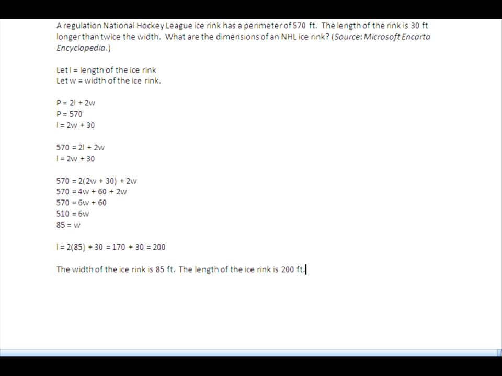Okay, so there's working a problem involving a system of equations using the substitution method. Hope that helps.